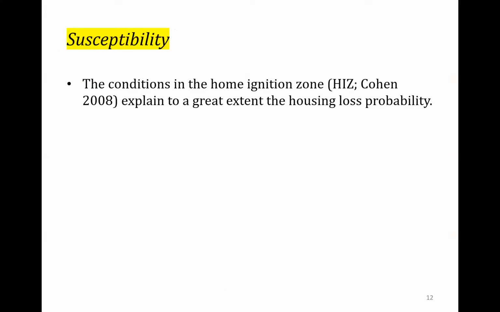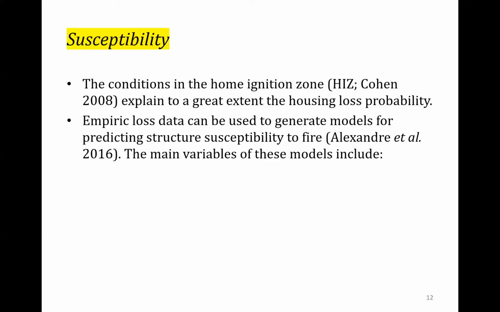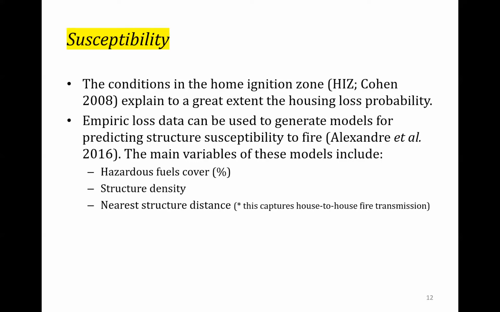And here we all know that the conditions in the home ignition zone explain to a great extent the housing loss probability. Some previous authors created really interesting models based on empiric loss data to predict the loss. In this study, we used the model from Alexander et al. And the main variables of these models include, overall, the hazardous fuels cover in the home ignition zone, structure density, and nearest structure distance.